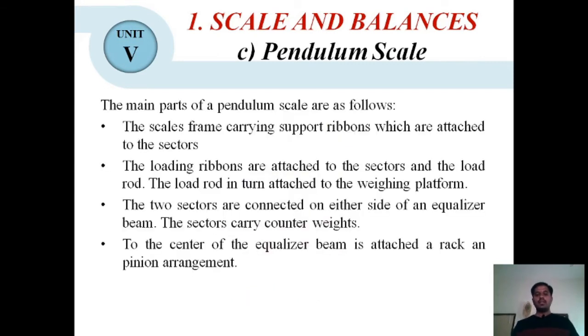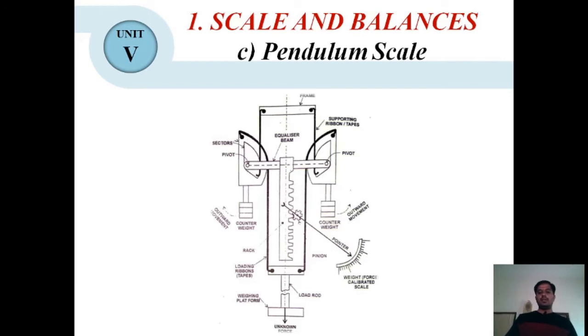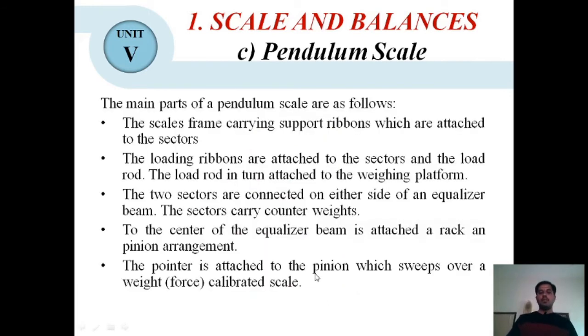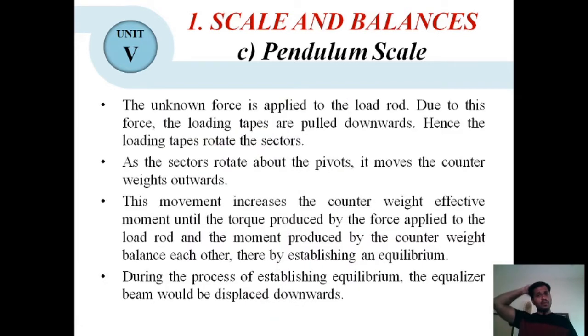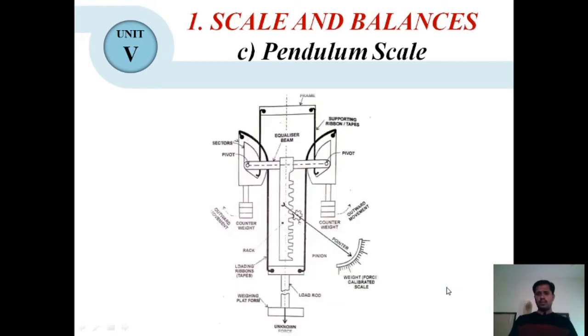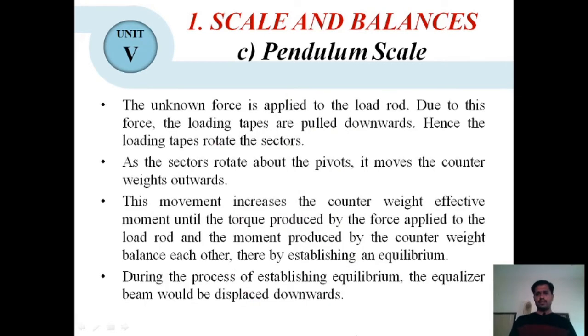The center of the equalizer beam is attached to the rack and pinion arrangement. Here is the rack and pinion mechanism, and the pointer is attached to the pinion, which sweeps over the weight calibrated scale or force calibrated scale. Procedure: the unknown force is applied to the load rod. This is the load rod.